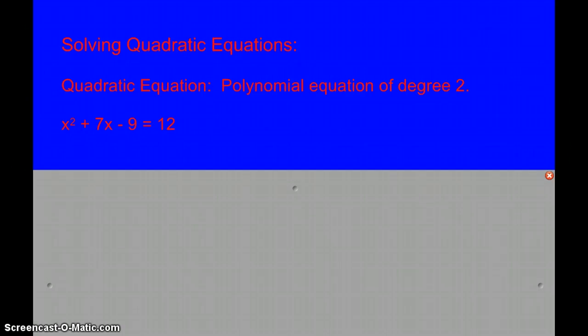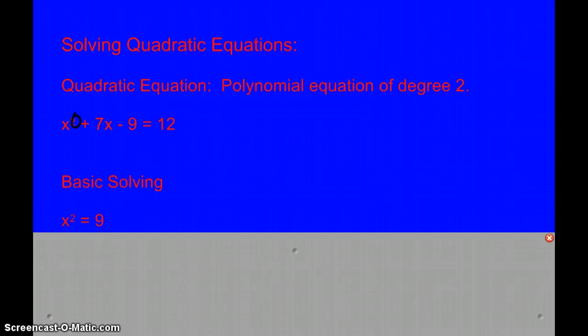This video is an introduction to solving quadratic equations, and we need to first remember what a quadratic equation is. When we studied polynomials, we said the word quadratic referred to a polynomial equation of degree 2. So we have an example here, x squared plus 7x minus 9 equals 12. We call that a quadratic equation because of this 2 here being the largest exponent in the problem. That makes it a polynomial equation of degree 2.